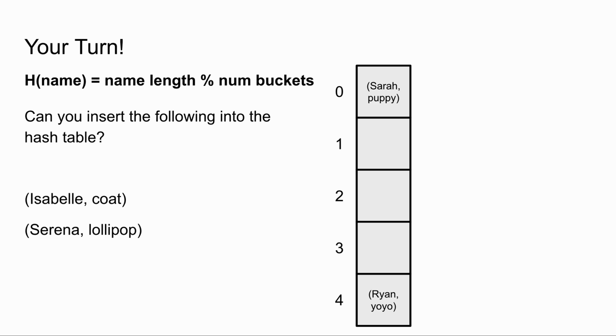Now, I want you to give it a try. Can you insert the pairs Isabel Coat and Serena Lollipop into the hash table? Feel free to pause the video to try this out for yourself.